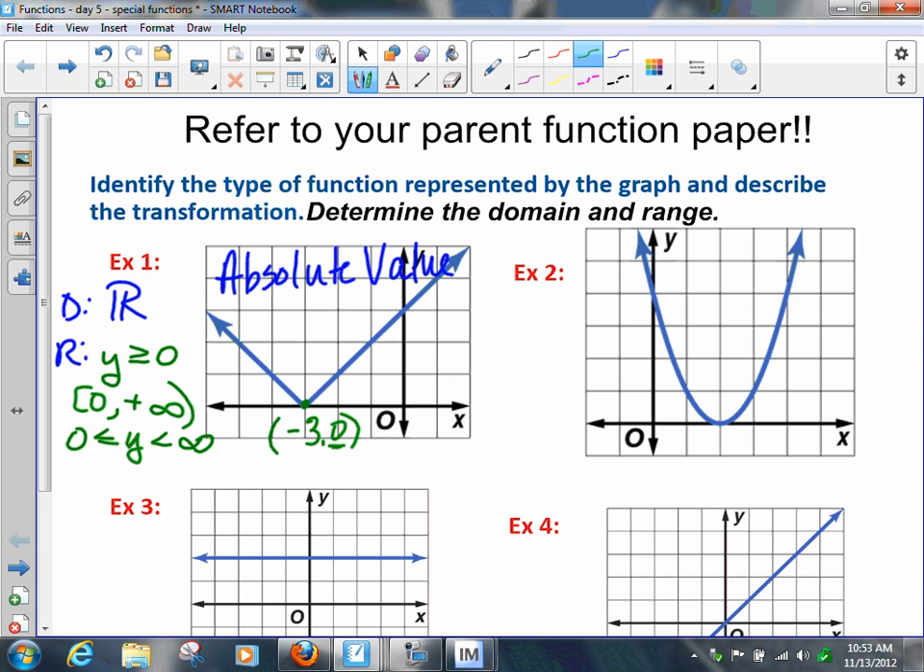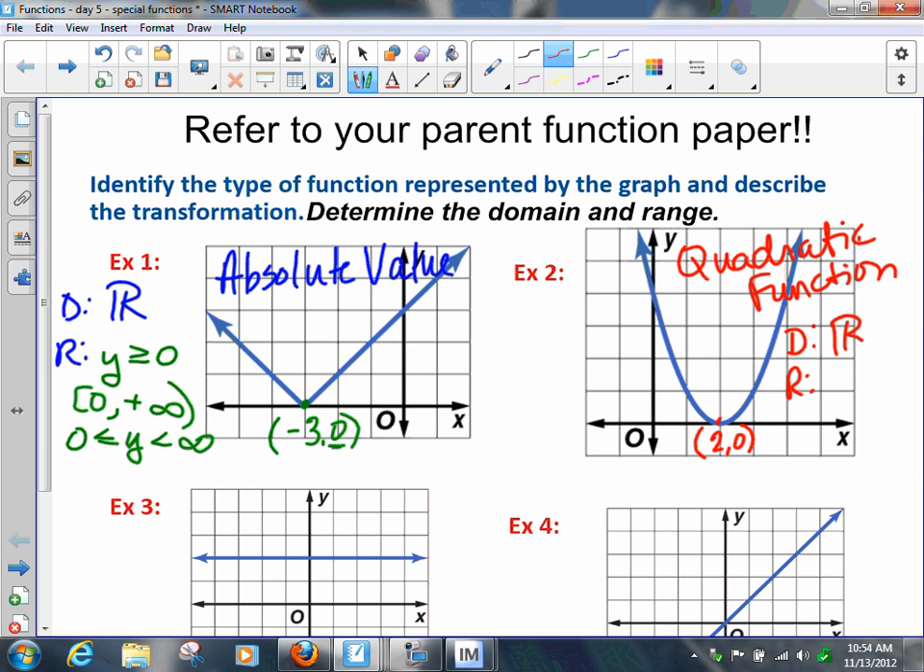You guys agree with that? Okay. Example 2, we got this. Determine what kind of function it is, folks. Quadratic. How'd you know? Because it's a parabola. What's my domain going to be? All reals. My range. Okay, find that vertex. It's a min at 2, 0.